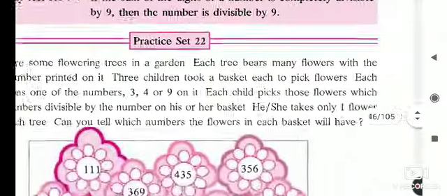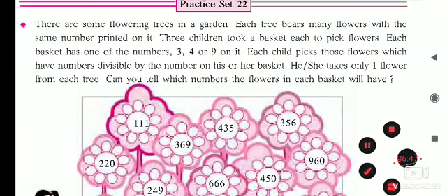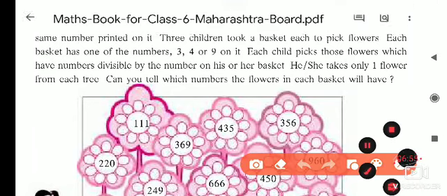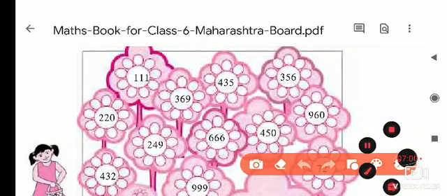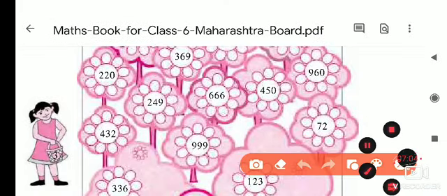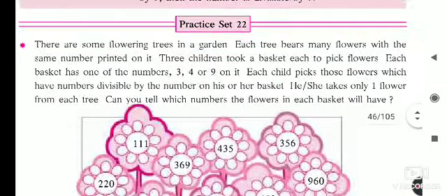each child picks those flowers which have numbers divisible by the number on her or his basket. So that girl, that boy, or children will take the flowers of those trees whose number is divisible by the number written on that basket. We have to use the divisibility test to find the numbers to pick the flowers from that tree. And he or she takes only one flower from each tree.